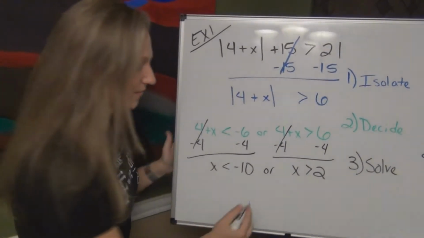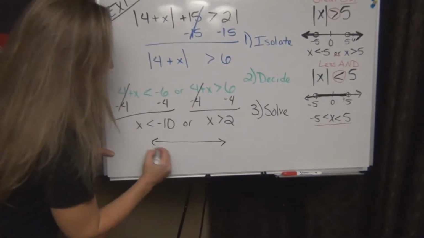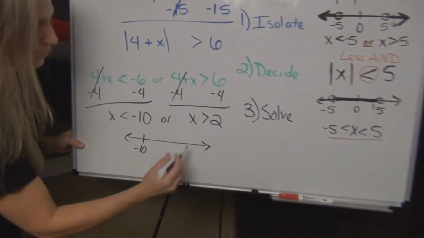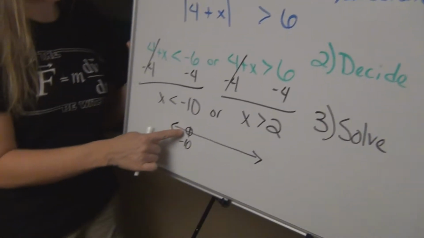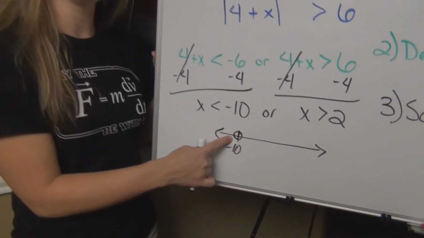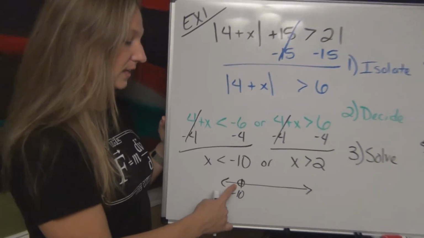Last part, let's graph it on the number line. Negative 10 is one of my solutions, and I'm going to do an open circle to represent that it is not equal to negative 10.